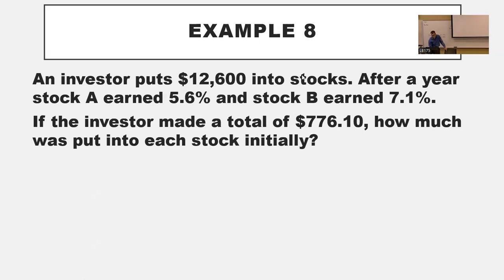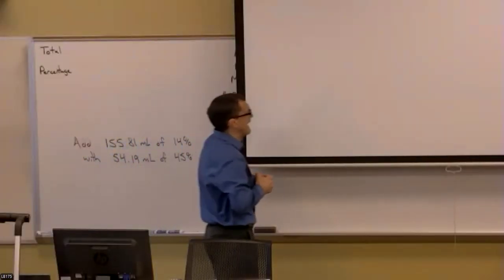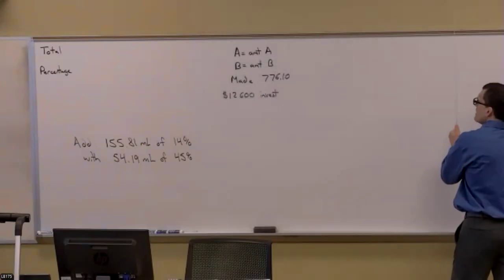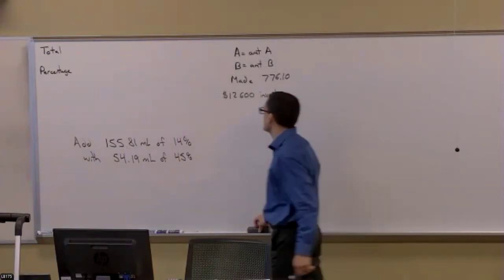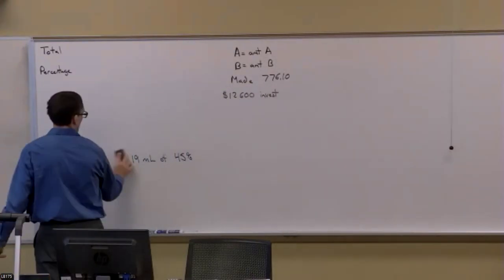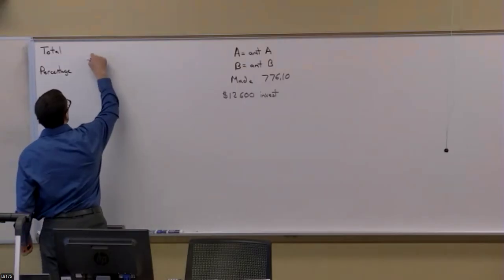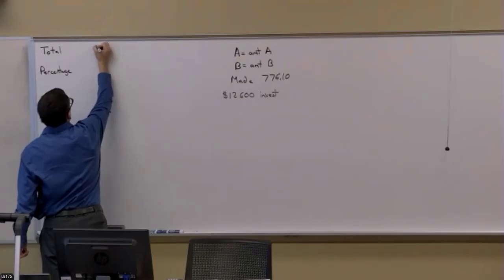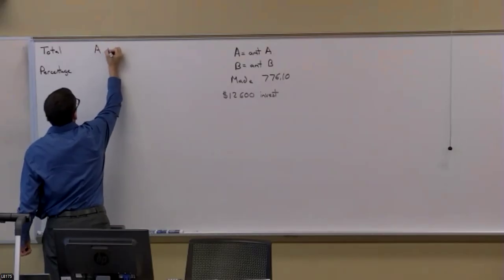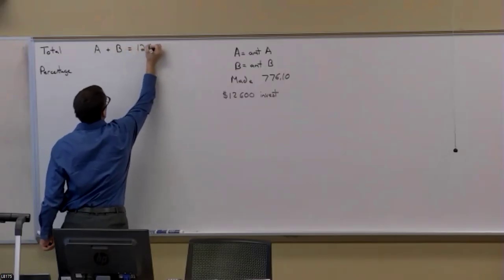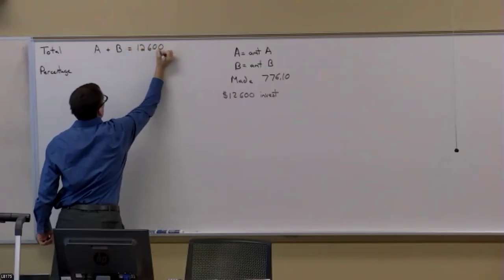Once again, we're going to have a percentage equation and a total equation. Since the initial investment was $12,600, that means for the total equation, the amount put into A plus the amount put into B has to add up to $12,600.